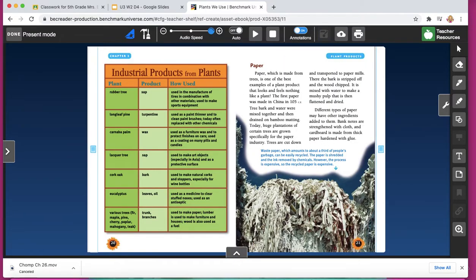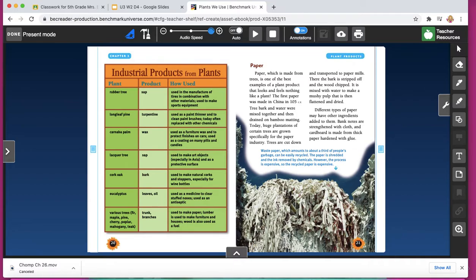Let's go here, this part about paper. It says paper, which is made from trees, is one of the best examples of a plant product that looks and feels nothing like a plant. So exactly, we all know that paper comes from trees, but have you ever walked up to a tree and just picked a piece of paper off of it?